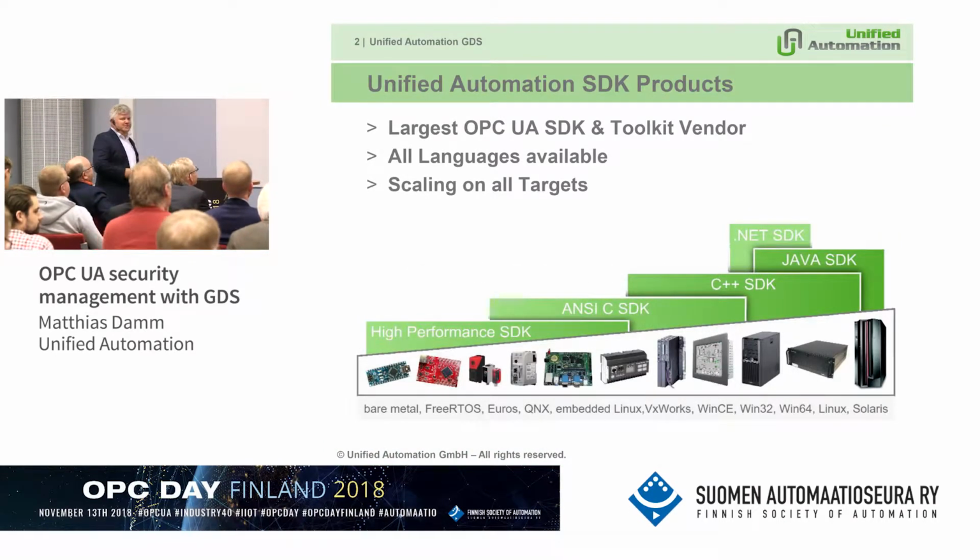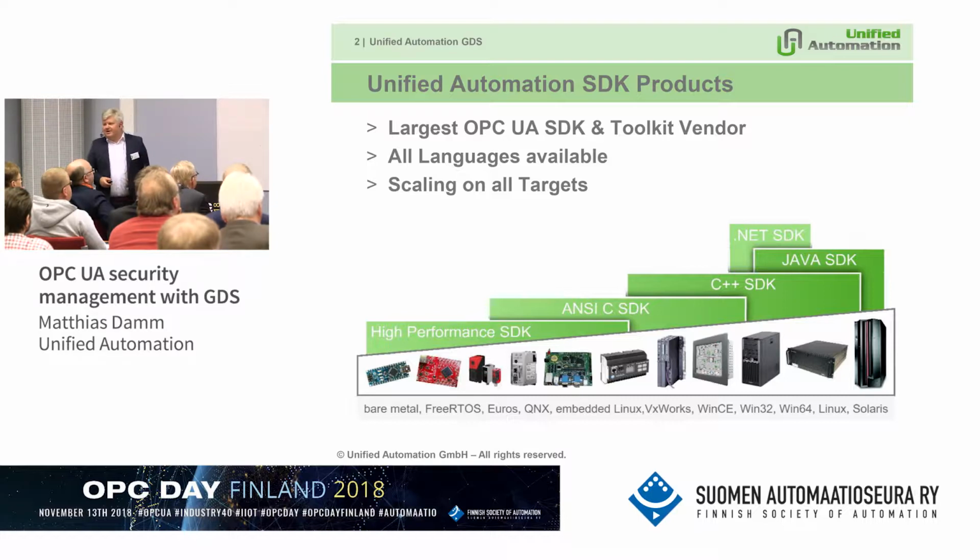So Unified Automation is mainly known for development tools in different programming languages. And like you see, Java SDK, there we work very close with Process. So Process is also a reseller for our SDKs in Finland, in Scandinavia. So this is our main business. But I will have a slide at the end where you will see how it fits into our overall product strategy to have this security management tool.